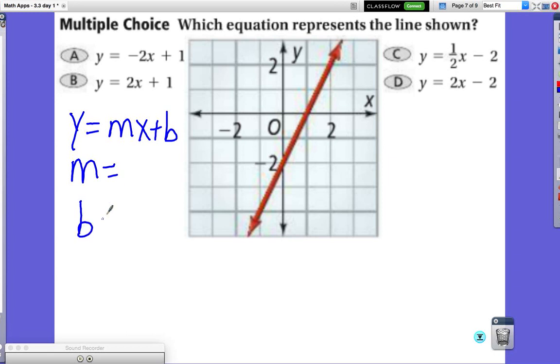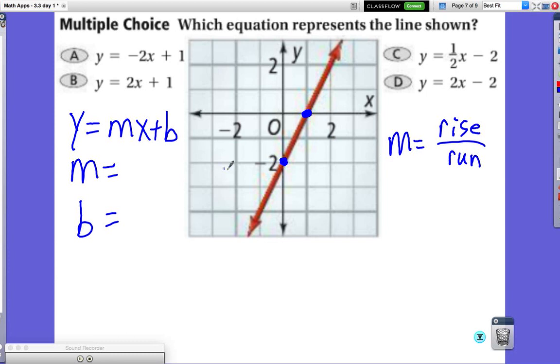We need to know two things: m equals, b equals. We've learned that when we have a graph, to find slope we use rise over run. So all we do is pick two points on this graph. It doesn't matter which two points, as long as you can identify them with integers. It looks like the graph goes through right here. We trace up, and here's another point. Pick any two points on the graph, and we use rise over run.